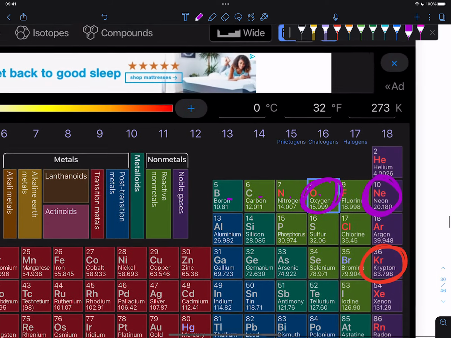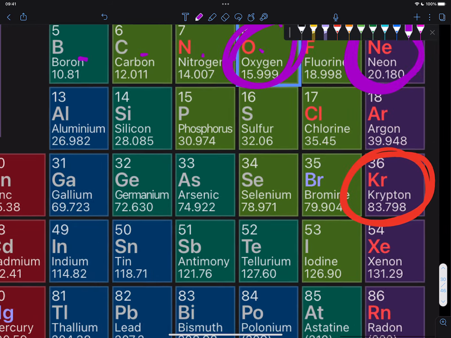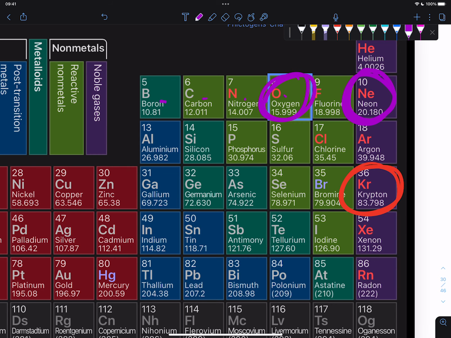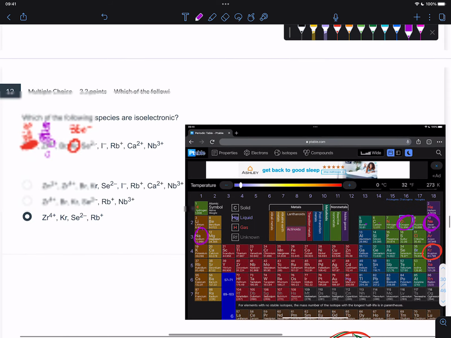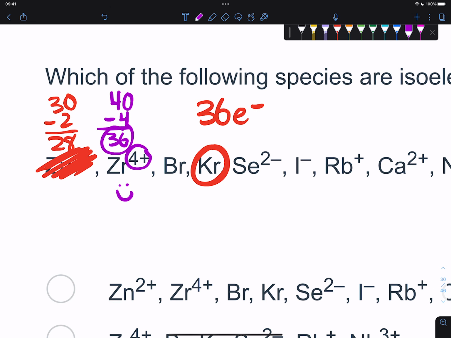Let's find bromine. Bromine has 35 electrons when it's neutral in order to match the 35 protons it always has. And this is a neutral bromine, so you're not gaining or losing. This bromine will have 35 electrons. It didn't lose or gain any. So this is actually not isoelectronic. So we're going to cross that out as well. This is selenium. I'm going to shrink this down.